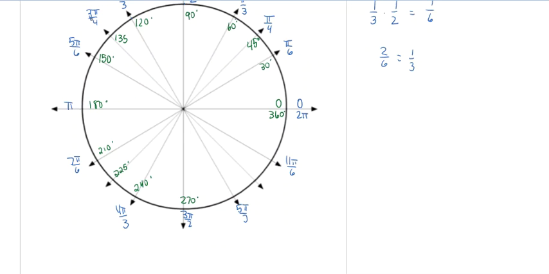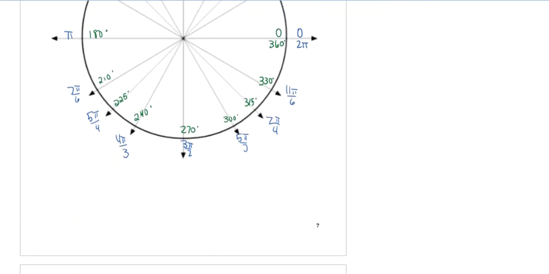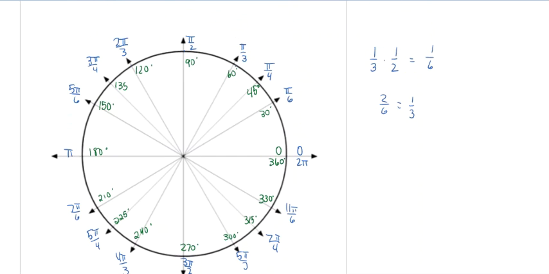So 3 pi over 4, 4 pi over 4. This will be 5 pi over 4, 6 pi over 4, which simplifies to 3 pi over 2, and then 7 pi over 4. I should put the degrees on these though. 300, 315. And those are some common radians.